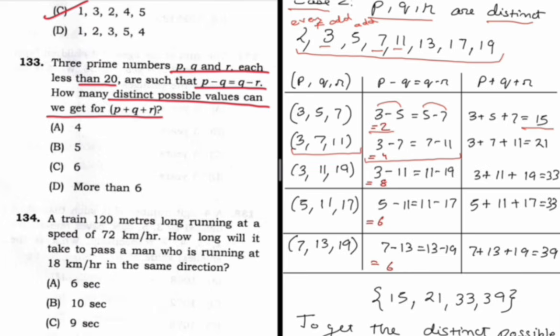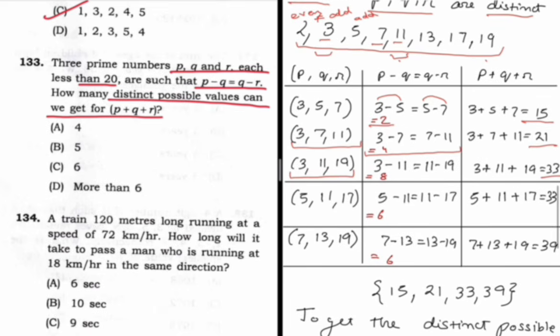Again, let's check if we have any other possible values. We have 3 and 11. What is the difference for this? It's 8. If we subtract 11 and 19, the difference also is 8. So we can also take the values 3, 11, and 19, and the sum here will be 33. So we are done with 3, since we have reached 19, because the prime numbers should be less than 20.